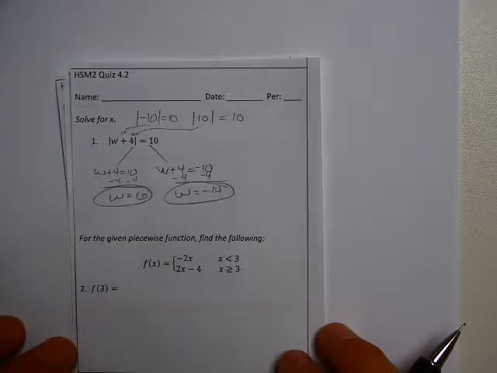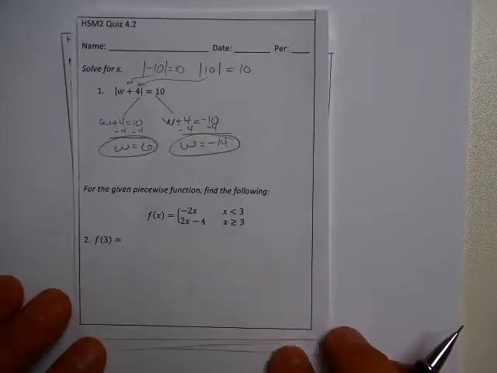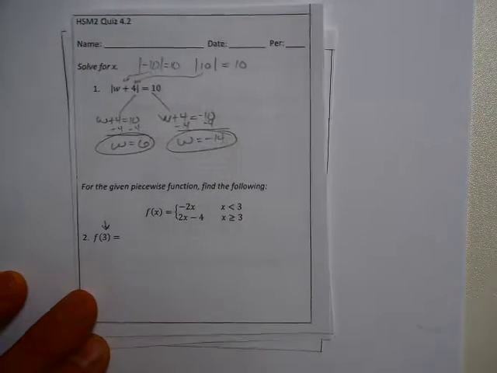And then given the piecewise function below for the next one, it's saying where does 3 belong and what would the value of that be?